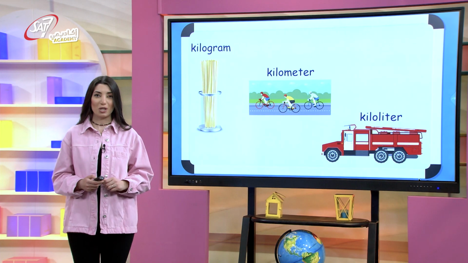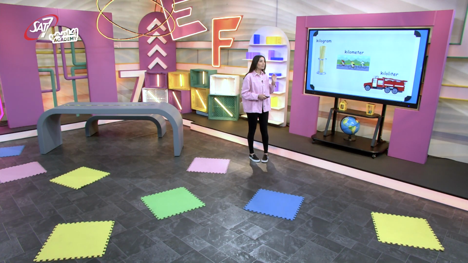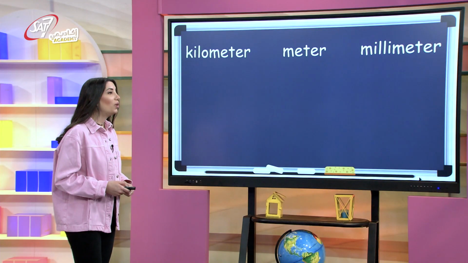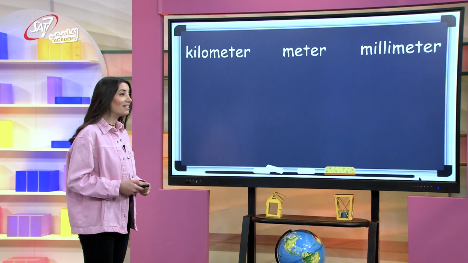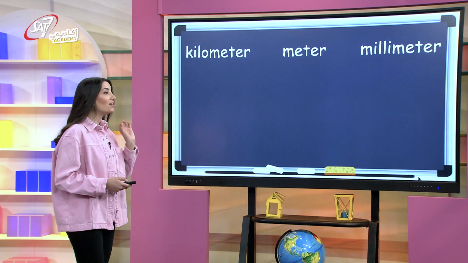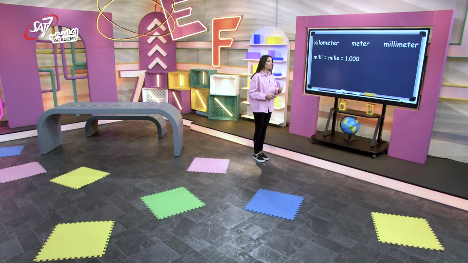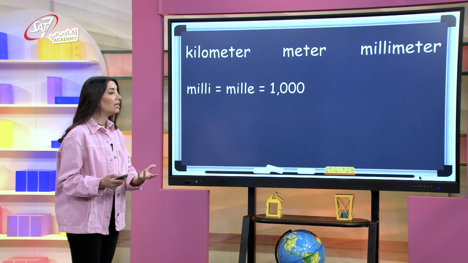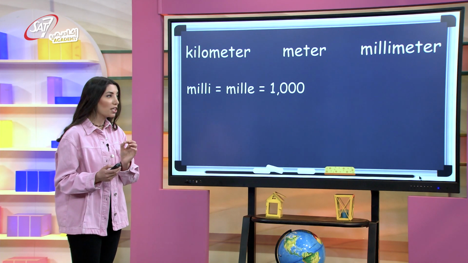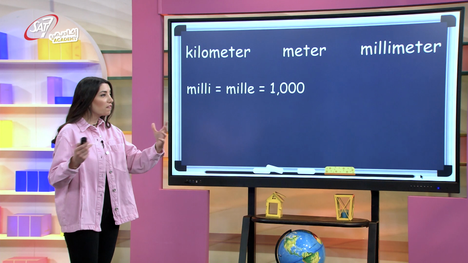That's measuring liquids. The prefix milli also refers to 1,000. A millennium is 1,000 years of time. In fact, the word mille in French means 1,000. However, there is a difference between the prefixes kilo and milli. Kilo refers to 1,000 times a number, while milli is 1,000th, which is 1 part of the 1,000.